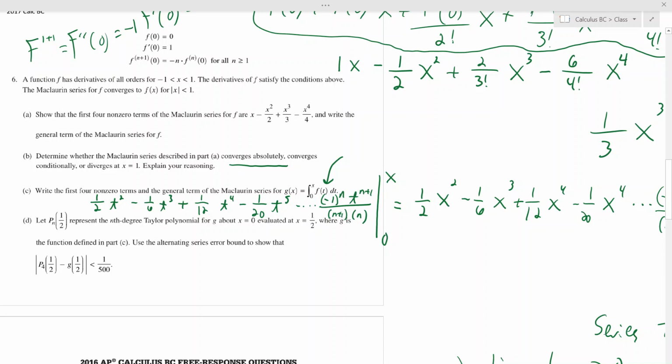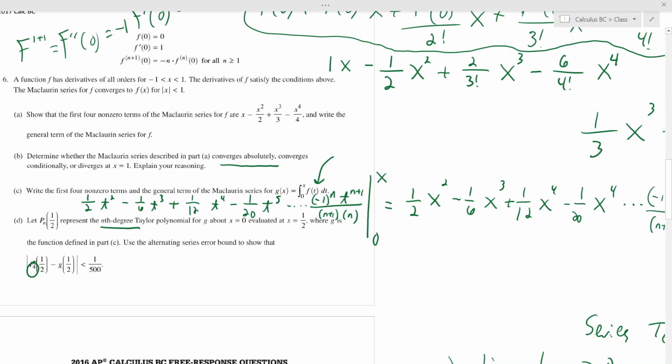Whew. D is about error, which I'm not going to ask us about, but because this is alternating, it's just the first term we don't use. So this is the nth degree polynomial. All right, and we want to find the 4th degree polynomial for g. For part C, is it supposed to be 1/12 x to the 4th minus 1/20 x to the 4th again? No, that's a 5. Thank you.